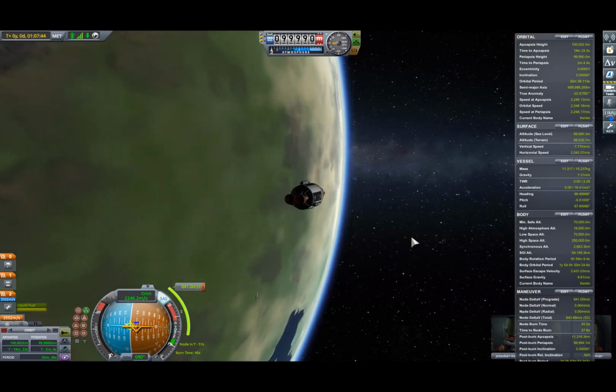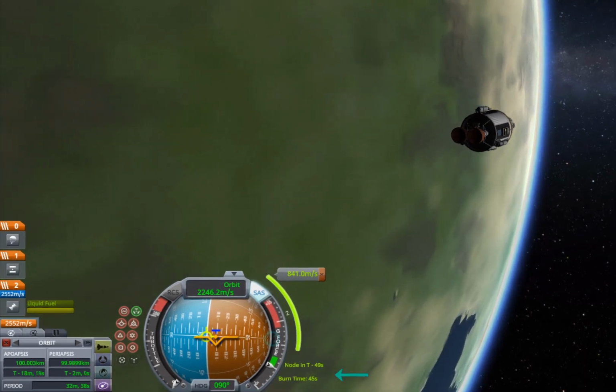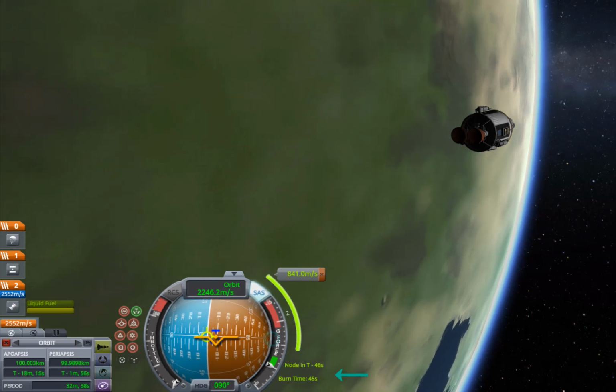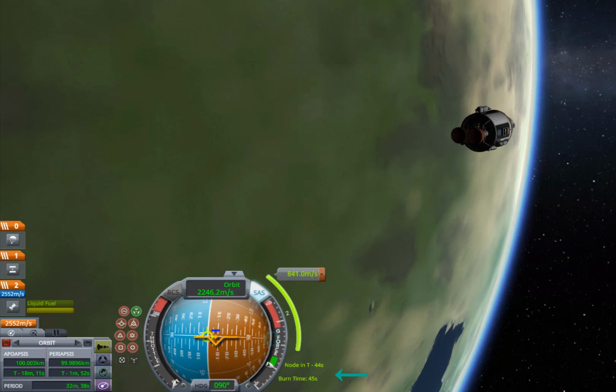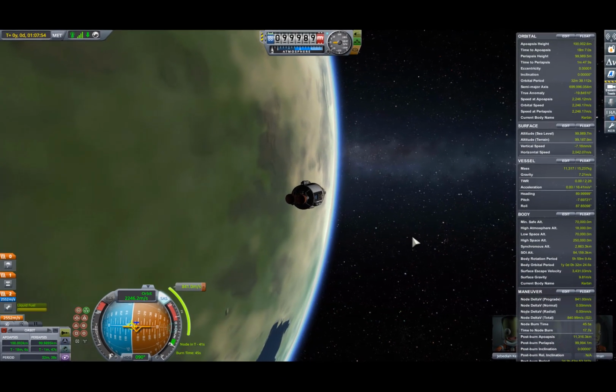The countdown to the maneuver node is down at the bottom of the screen here, and then another really neat thing to look for is just after the rocket burns, you'll be able to see the Mun rise above the limb of the planet Kerbin. And it's kind of a neat scene.